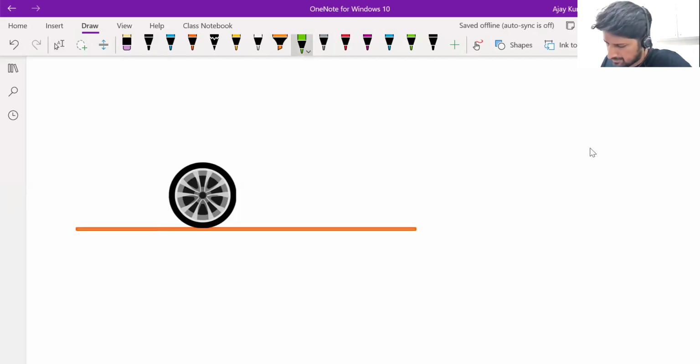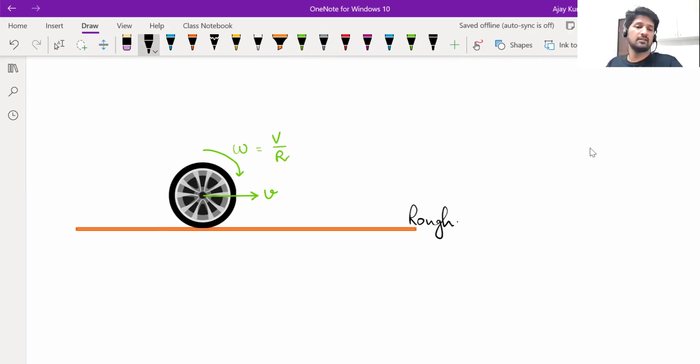Assume a wheel is in pure rolling on a horizontal surface. So it's already rolling. Okay, omega is V by R, such that the point of contact is not slipping. Now tell me, if this is a rough surface, does friction need to act?